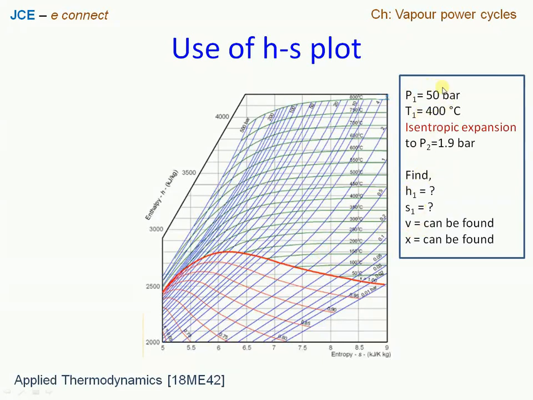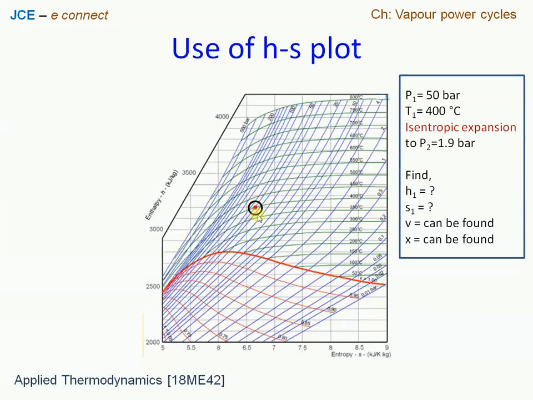Now, since state point 1 is 50 bar and 400 degrees Celsius, from this curve we know that the 50 bar curve is somewhere here as we proceed, and then 400 degrees Celsius is somewhere here. So 50 bar and 400 degrees Celsius, the curve comes out somewhere here.